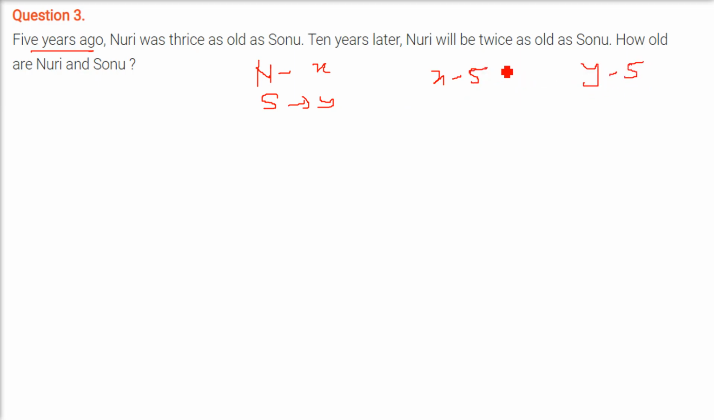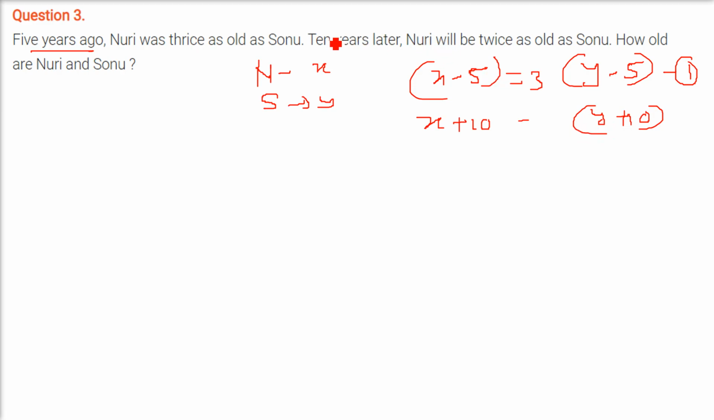So the condition is: 5 years ago, Noori was thrice as old as Sonu. So Noori is thrice as old as Sonu. This is our first equation. The second equation, let me formulate the second one. 10 years later. Now when 10 years later, that means Noori will be 10 years older and Sonu will also be 10 years older. So we have to add 10 to both of them.